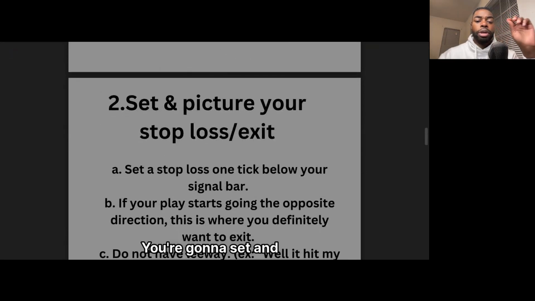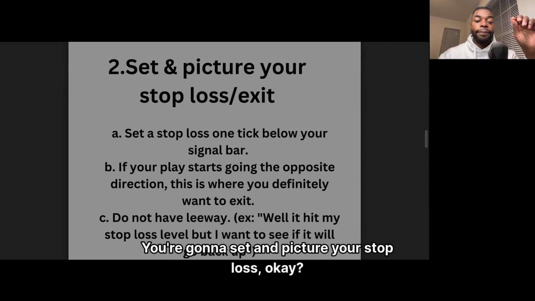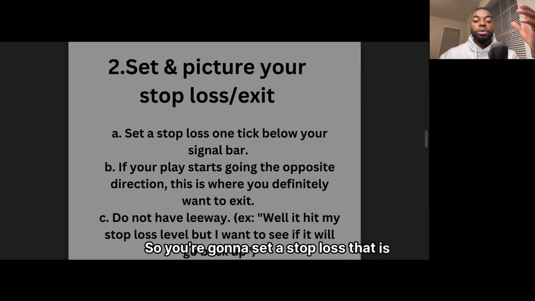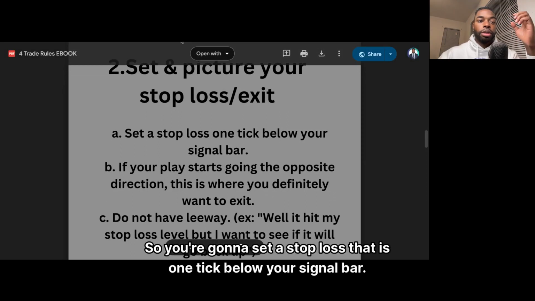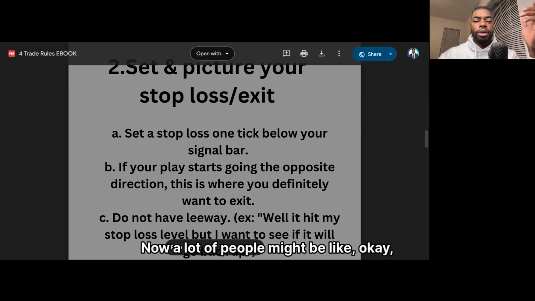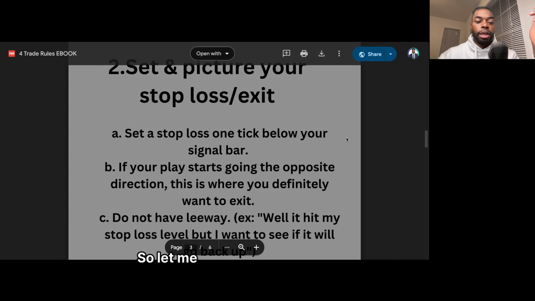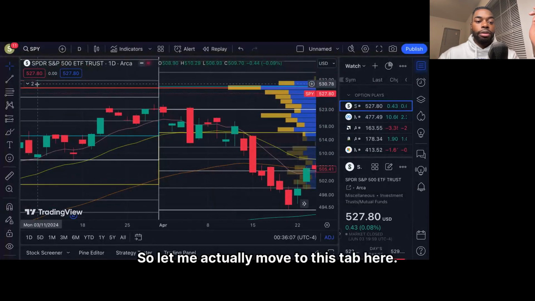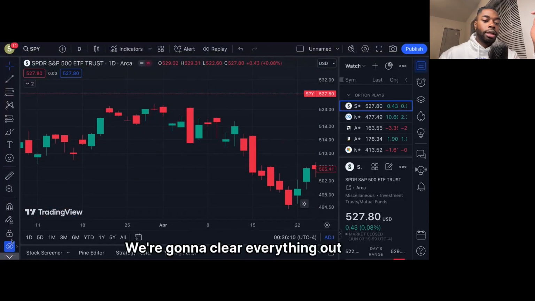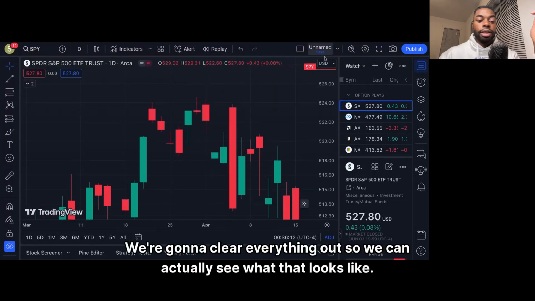You're going to set and picture your stop loss. Okay, so you're going to set a stop loss that is one tick below your signal bar. Now, a lot of people might be like, okay, well, I get it. You're telling me to do this, but what does that actually look like? So let me actually move to this tab here. We're going to clear everything out so we can actually see what that looks like.